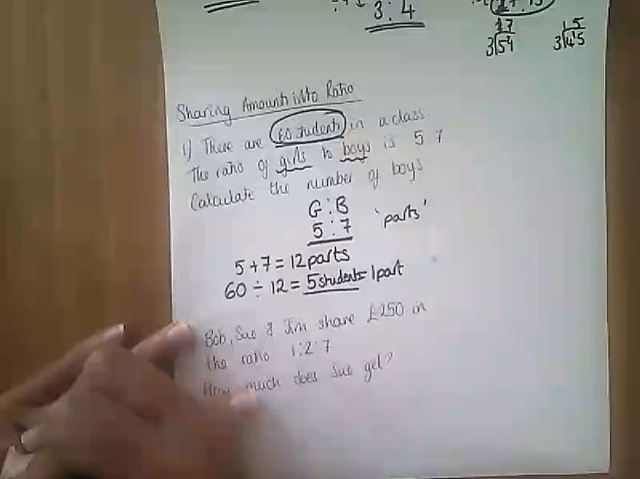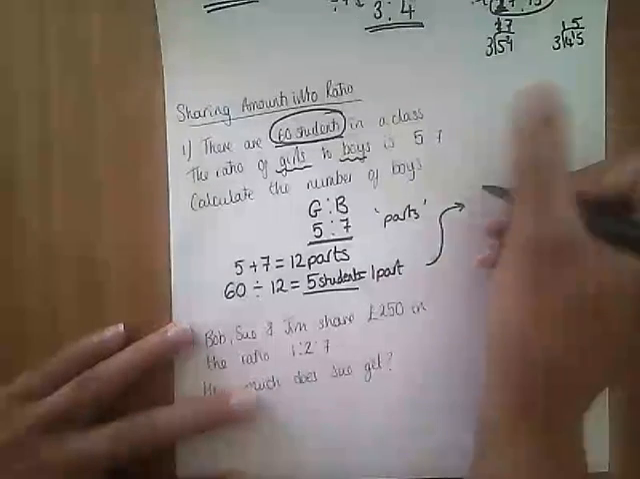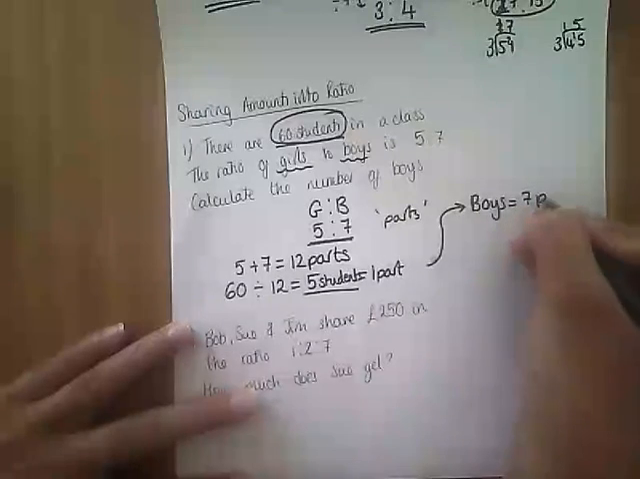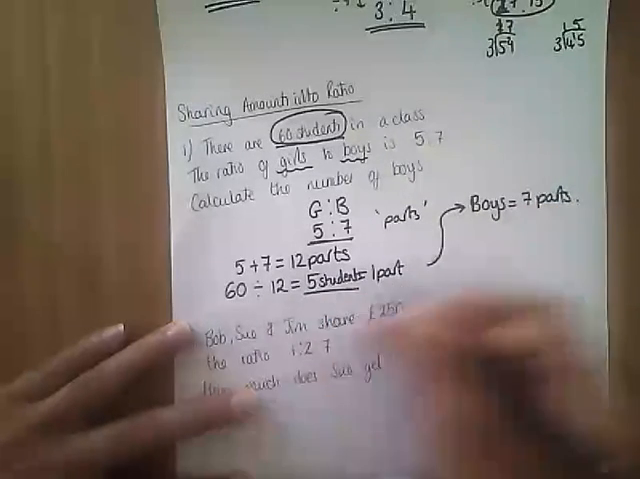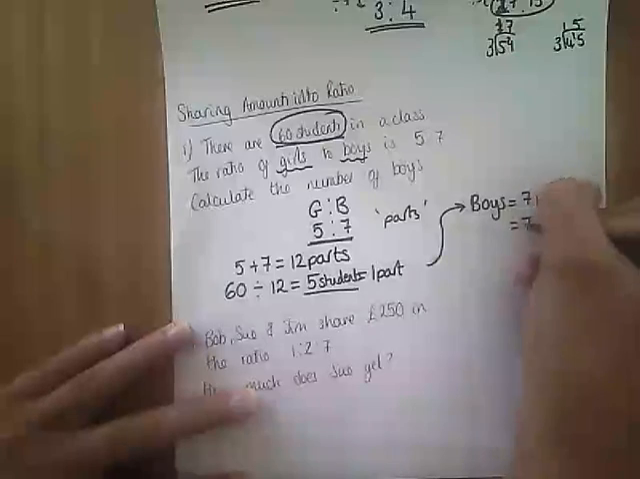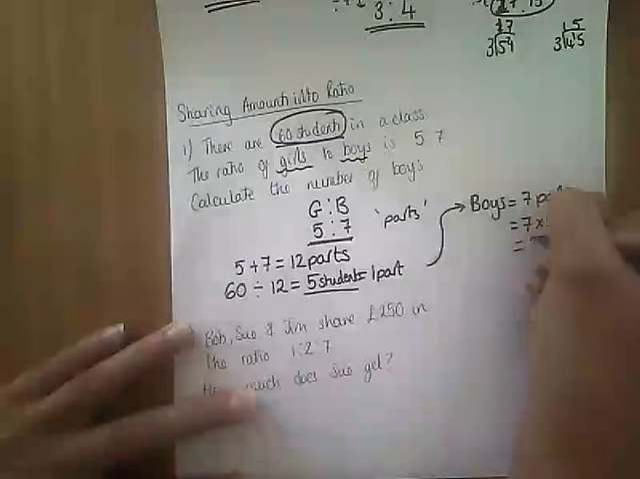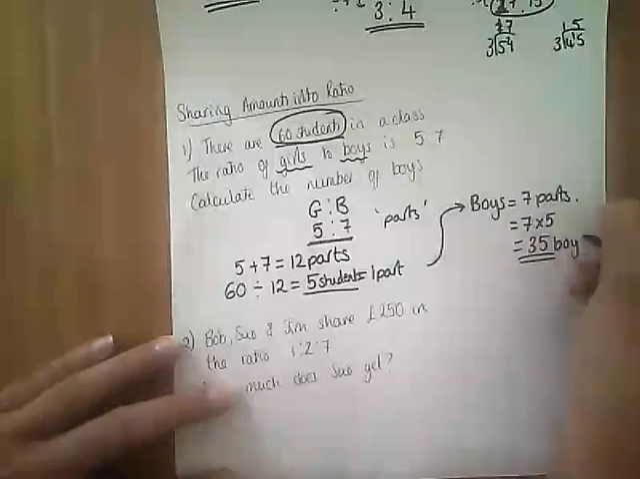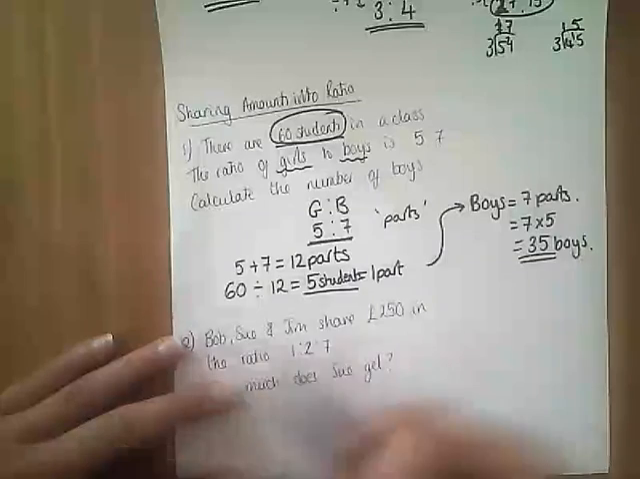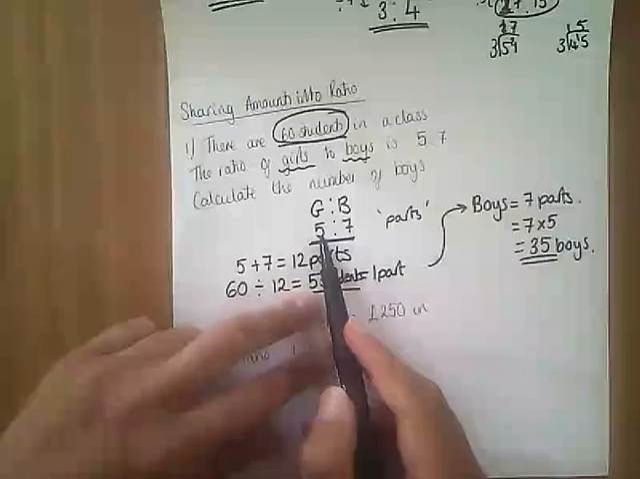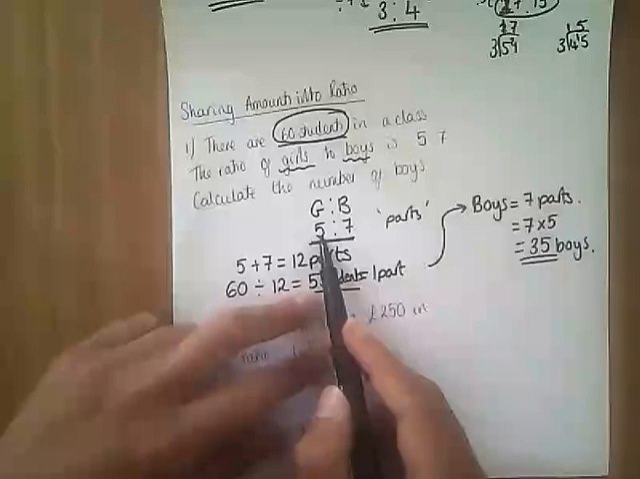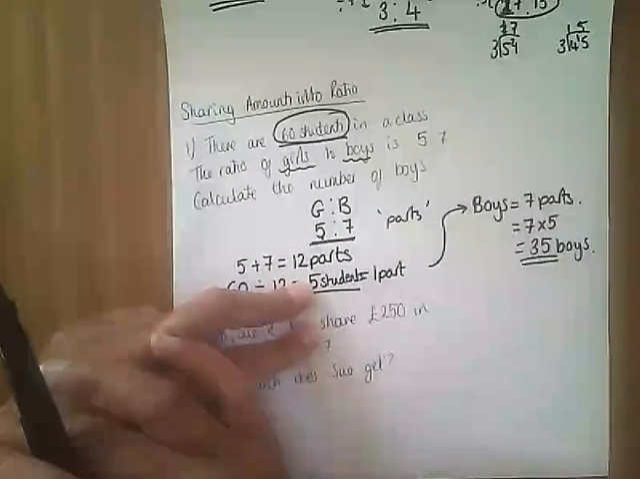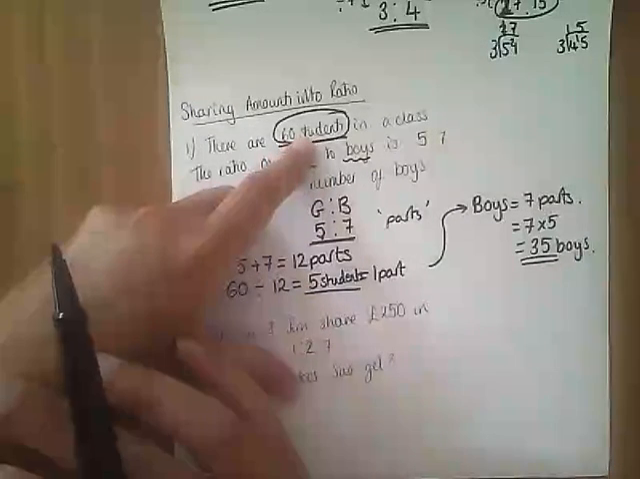We then need to know how many boys there are. Now boys are worth, in the ratio, 7 parts. So if we know that 1 part is 5 students, to get boys, we're going to do 7 times 5, and that is how many boys there are. So there are 35 boys in the class. If it had asked for girls, we do 5 times the number of parts which are girls, so 5 times 5 is 25. And that would be right, because 25 add 35 makes 60, and that's how many students are in the class.